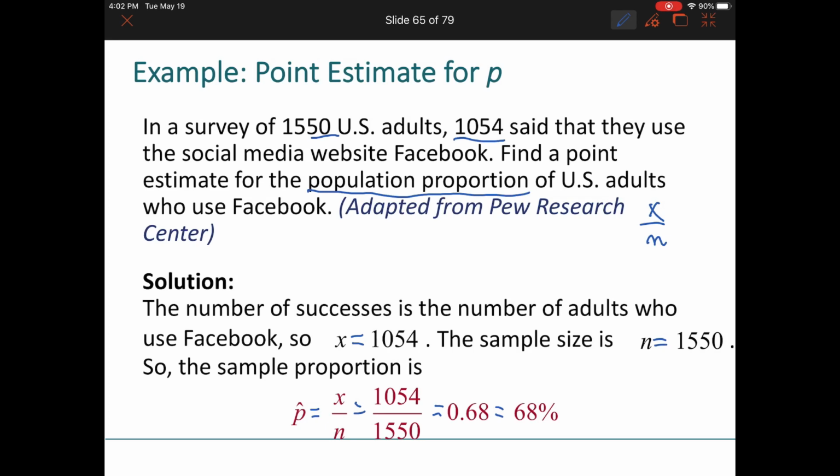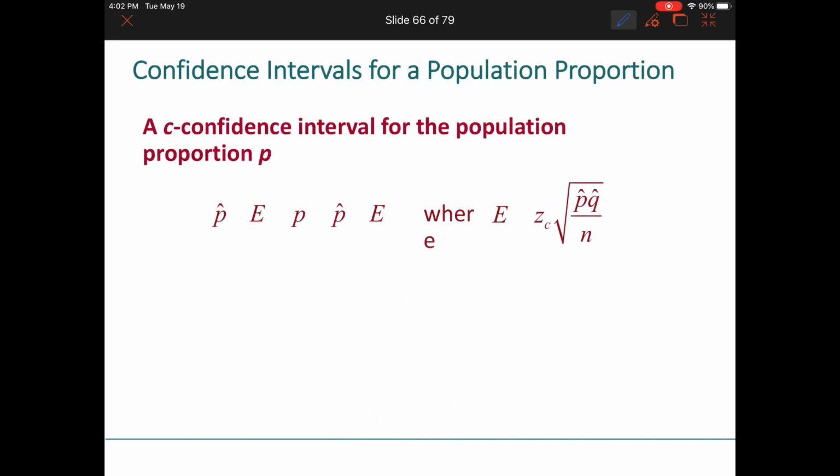X is 1,054. P hat is X over N. And yes, you may express it either way. I'd go for a third decimal here, but roughly 68% is what we have. It's probably higher now. Confidence interval.